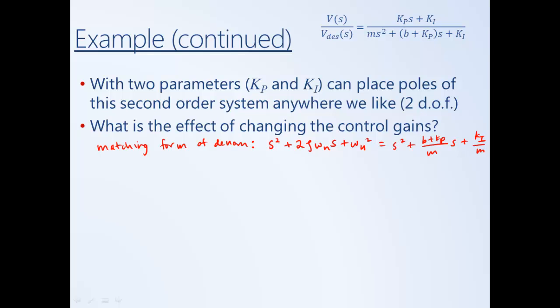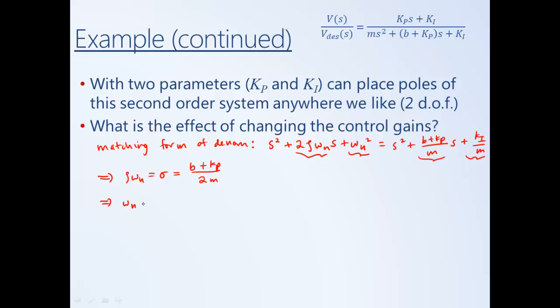So matching these two polynomials, we can see that this set of parameters is equal to that. So we have that zeta times omega n, which we also call sigma, is equal to this quantity where we divide through by 2. So it's equal to b plus Kp divided by 2m. And so right away we can see how Kp will directly affect sigma, which is the real part of our poles.